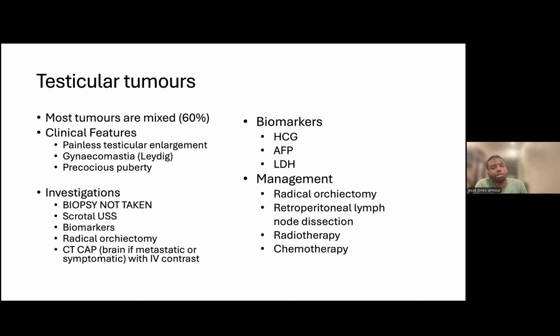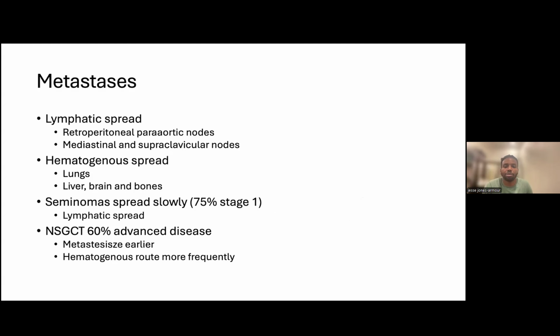As we mentioned before, the three main biomarkers would be the HCG, the AFP, and the LDH. And management of such would be radical orchiectomy. You have your retroperitoneal lymph node dissection and radiotherapy for the seminomas, which are very radiosensitive, and chemotherapy for the more aggressive tumors.